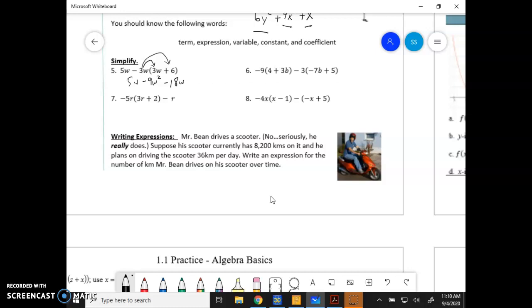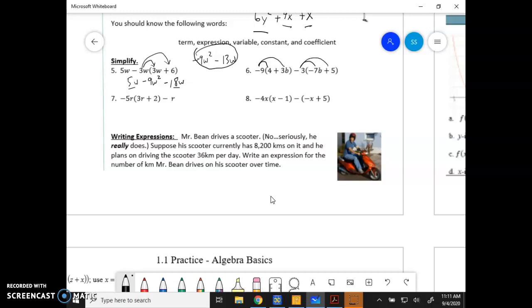And now we just need to rewrite this after we combine these like terms. So I'm going to write the 9w squared first, and then negative 18w plus 5w is negative 13w. Okay, put that negative there. Alright, moving on. Just going to distribute here, and then I'm going to distribute there as well.